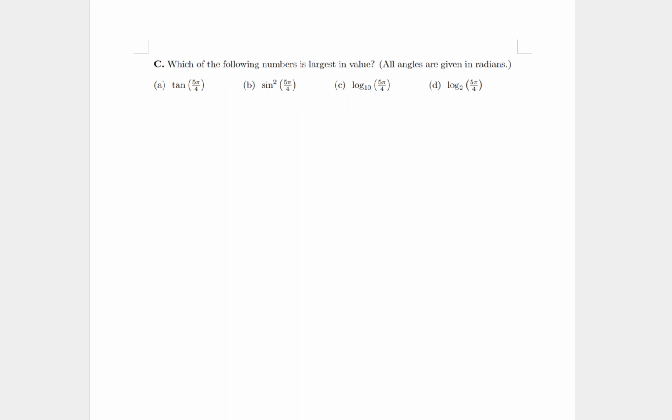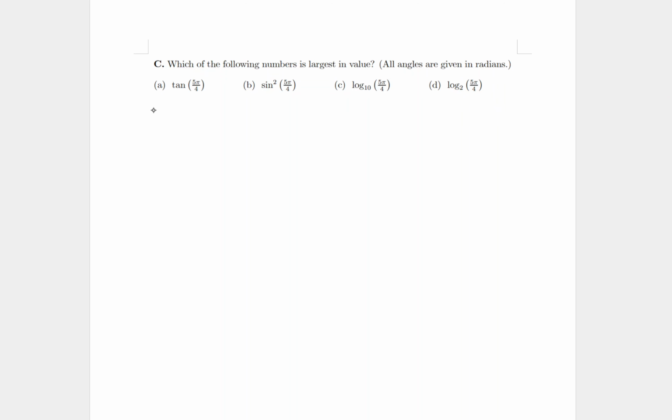Okay, so moving on to 1C now. Which of the following numbers is largest in value? Angles are given in radians. Alright, so only A and B are trig functions. Those are radians, and the log functions are in absolute value, obviously. So let's have a look.